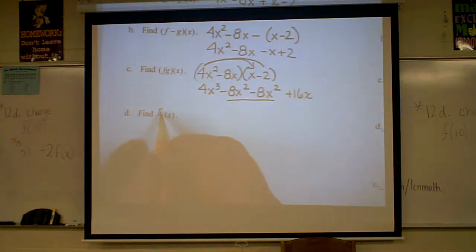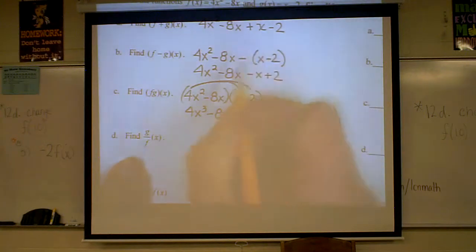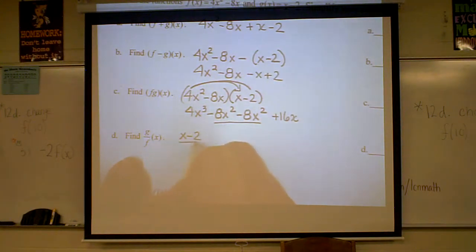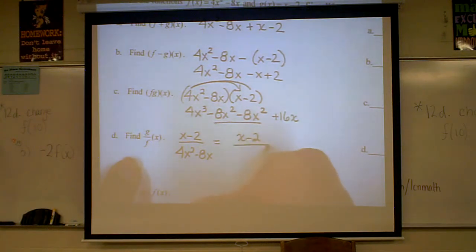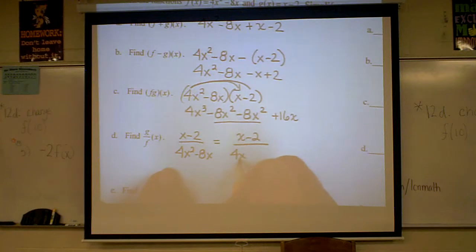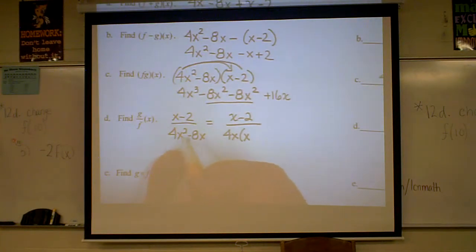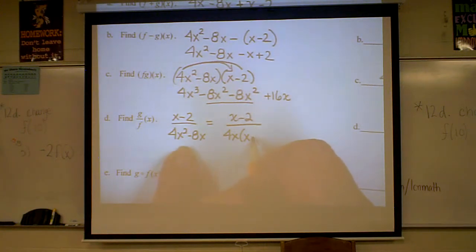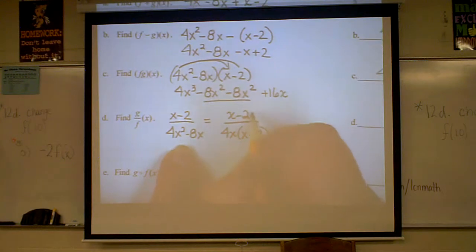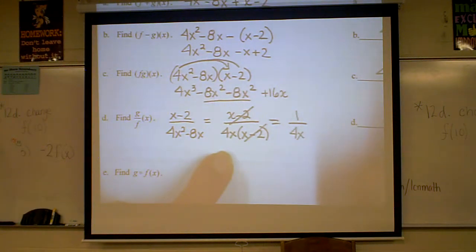For f over g of x, you take the g function, divide it by the 4x squared minus 8x, and you always simplify. This problem says to take out the 4x, common numbers between 4x squared and 8x are 4x minus 2. These two cancel out, leaving a 1 in the numerator over 4x.